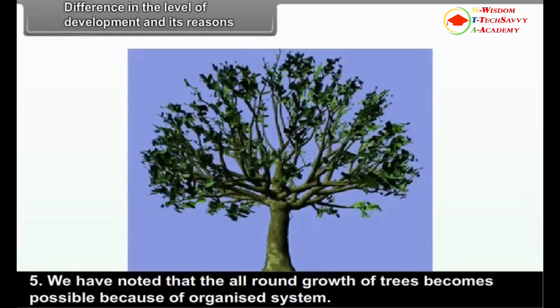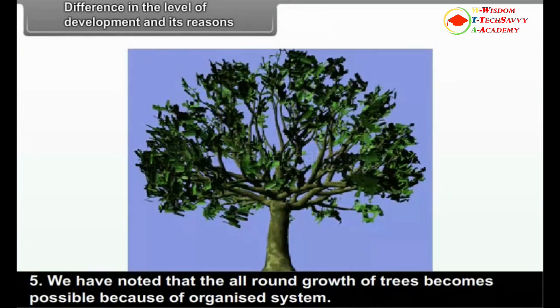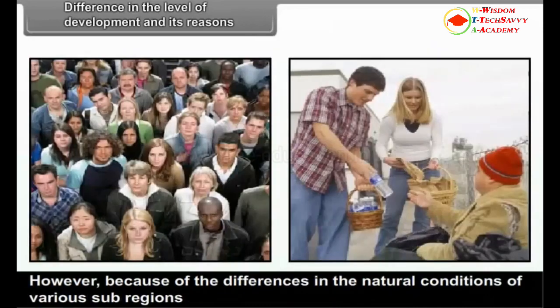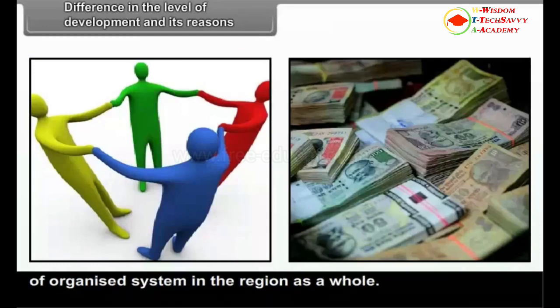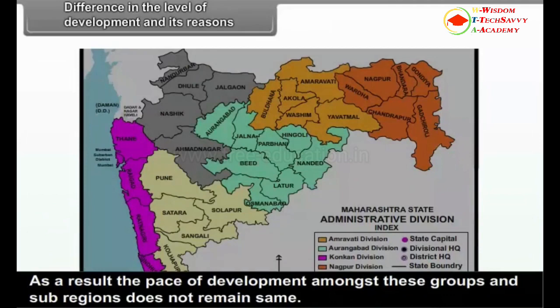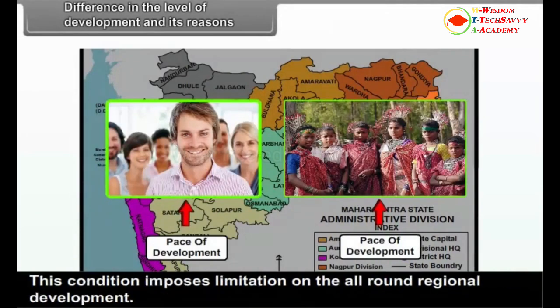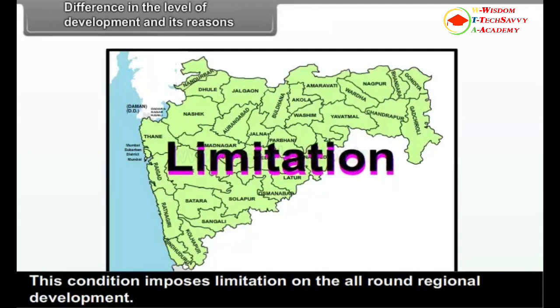We have noted that all-round growth of trees becomes possible because of organized system. However, because of the differences in the natural conditions of various sub-regions and variations in socio-cultural characteristics of different groups of individuals, there are limitations on emergence of organized system in the region as a whole. As a result, the pace of development amongst these groups and sub-regions does not remain the same. This condition imposes limitation on all-round regional development.